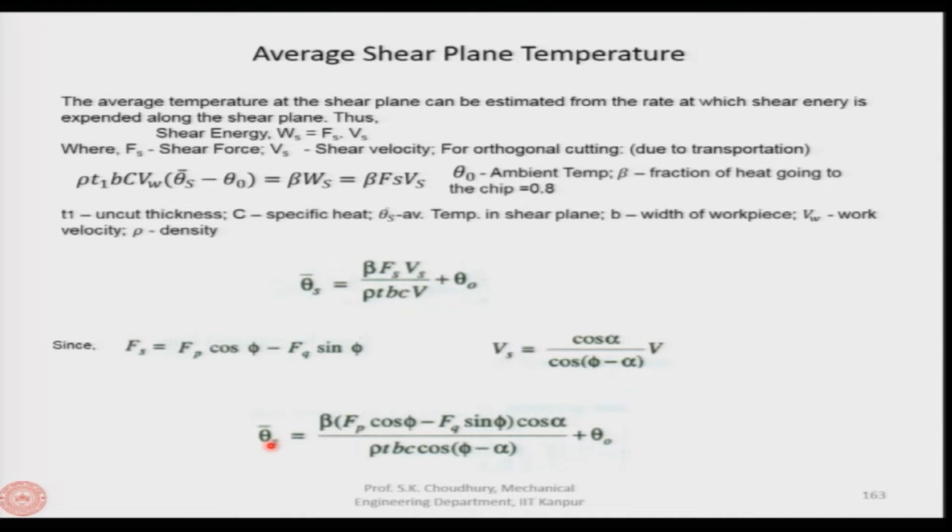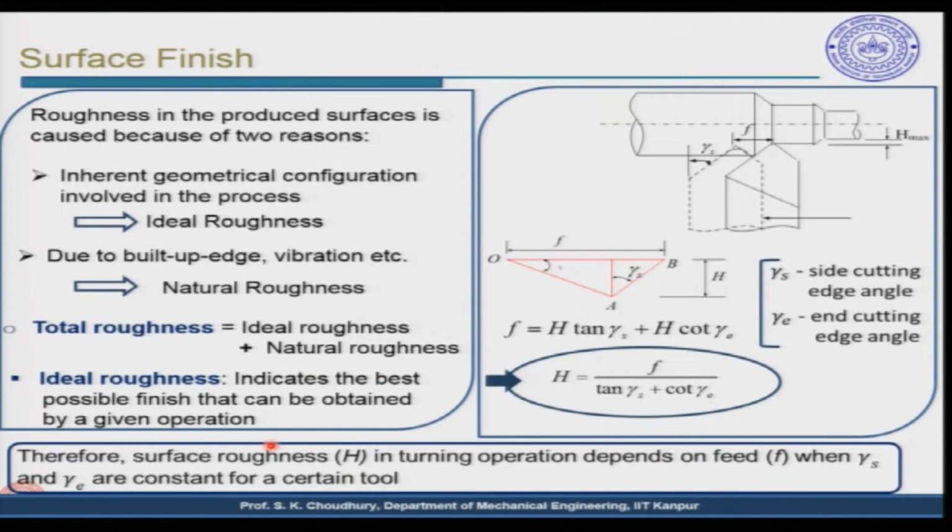This is the analytical way of finding out the average shear plane temperature. Next, the final topic we will discuss is the surface finish. This is, as you understand, one of the most important factors, because if the surface finish is not produced according to our requirement, the machining process is not satisfactory.